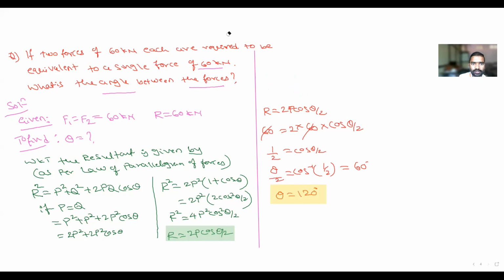If you substitute the values directly here, you will get the same theta. In the 1 mark multiple choice questions, he is mostly giving direct answers. When the two forces are equal to P, then the resultant force is R equal to 2P cos theta by 2. Sometimes he asks: when the two forces are the same and the resultant is also the same as the given forces, what is the angle between those two forces? That you can directly say is 120. Write this down first.